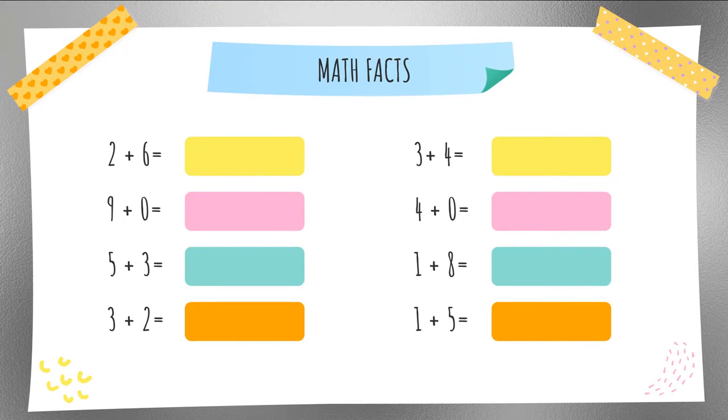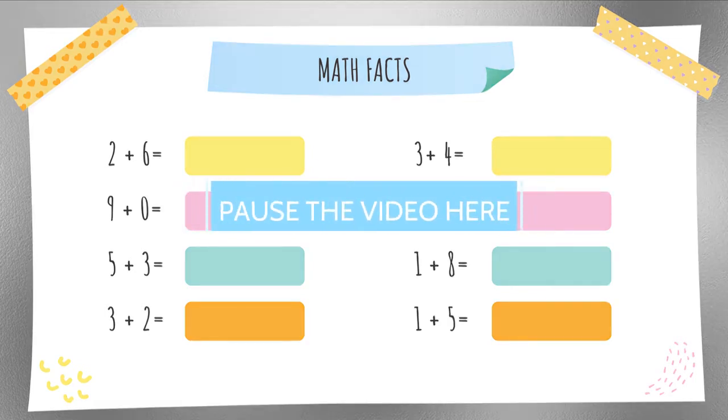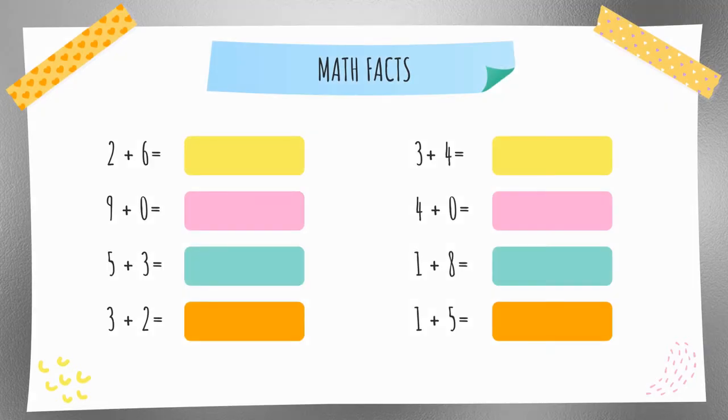Math facts. Pause the video here and see if you can figure it out. We're back, and we'll be going over the answers now. 2 plus 6 is 8, 9 plus 0 is 9, 5 plus 3 is 8, 3 plus 2 is 5, 3 plus 4 is 7, 4 plus 0 is 4, 1 plus 8 is 9, and 1 plus 5 is 6.